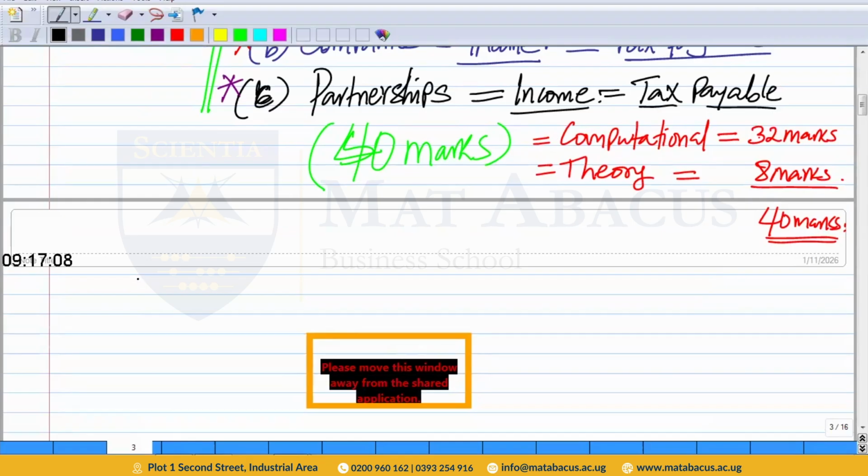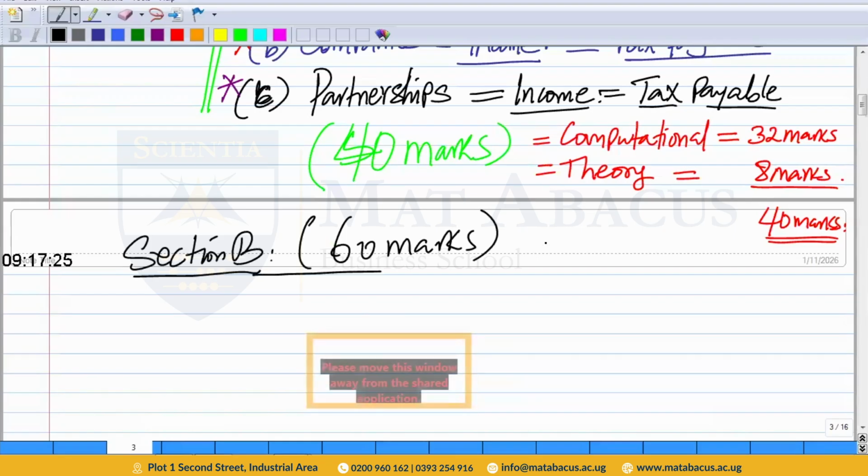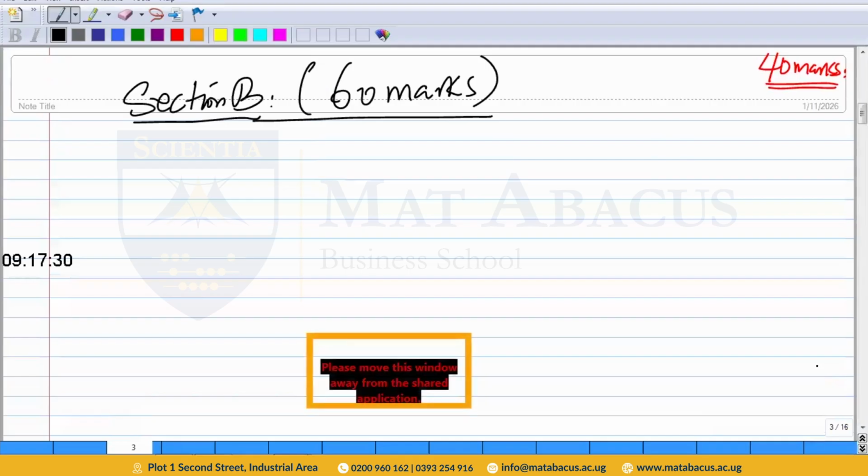So that is section A. Section B. Section B, like I said, this one takes 60 marks. It takes 60 marks, and they set 4 questions for you to choose 3. So one of the questions is employment income, taxation of employment income.